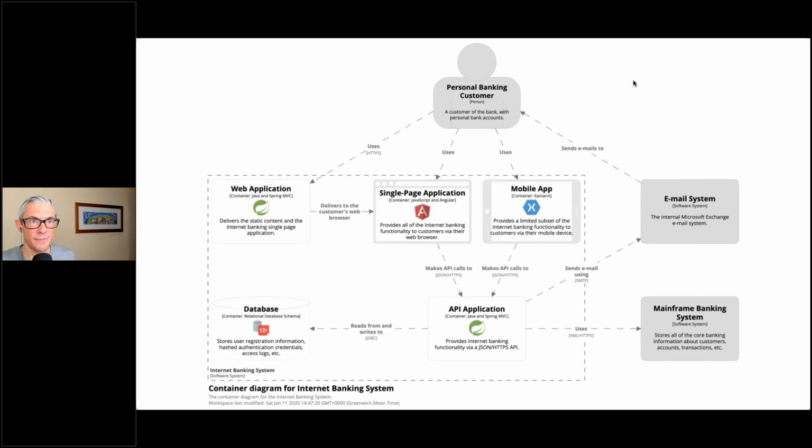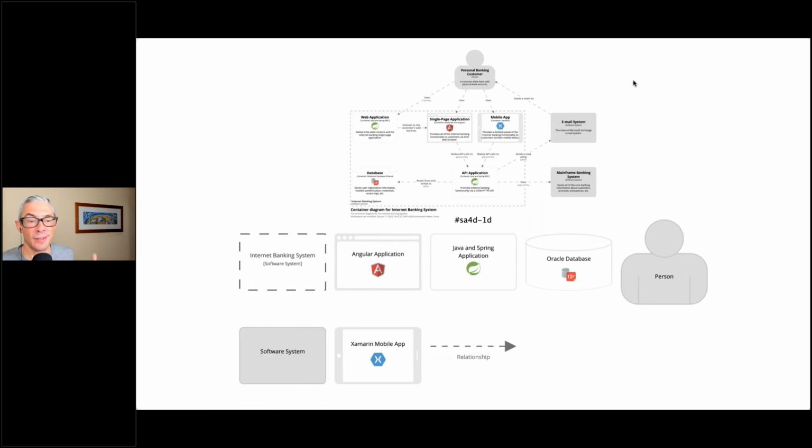So here's an alternative version of my container diagram. We've taken off the blue, and now we're using different icons to represent different technology choices. If you know what these icons mean, you can say, great, there are two Java Spring apps, an Angular app, a Xamarin app, and an Oracle database. If you don't know what the icons mean, well, guess what? They're included in the key and the legend.